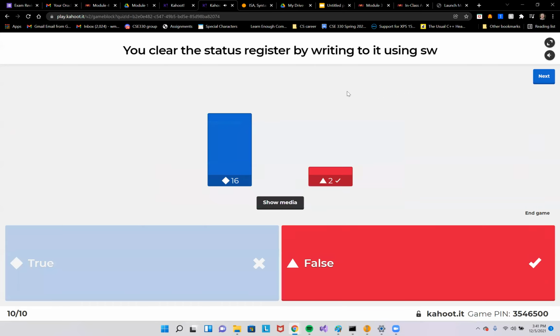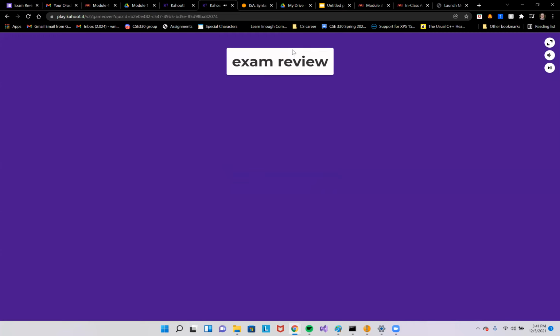Yeah, so it looks like most of you knew. You cleared the status register by writing to the command register, and you don't write directly to the status register. You can only use load word to load from the status register. All right. Okay, and that was it.